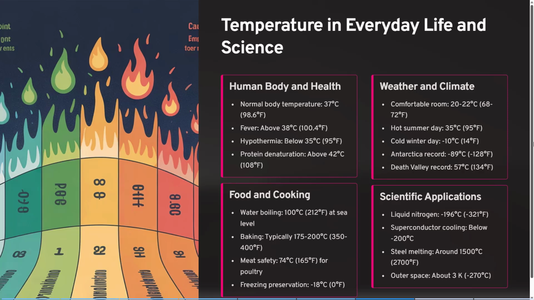In science, we use liquid nitrogen at negative 196 degrees Celsius for preservation, and we have achieved temperatures within 1 billionth of a degree above absolute zero in laboratories, where strange phenomena like superconductivity occur.